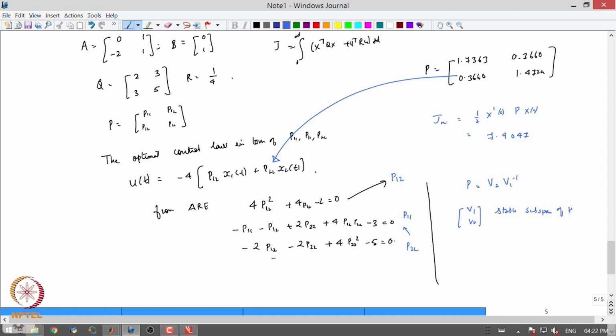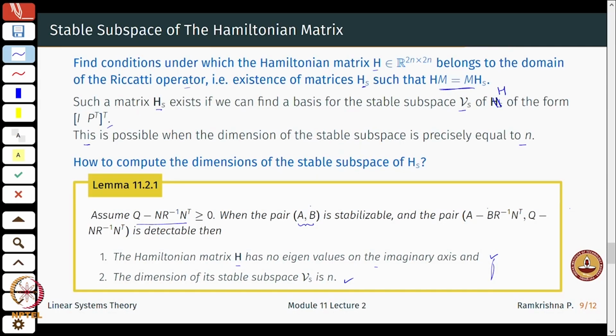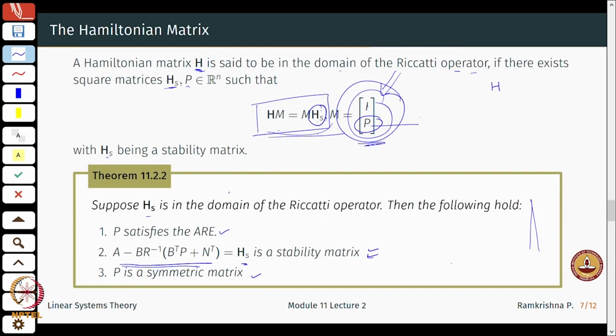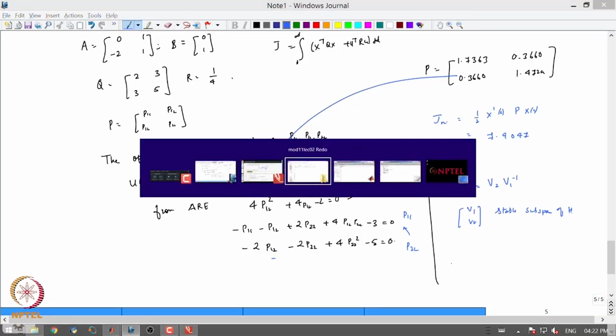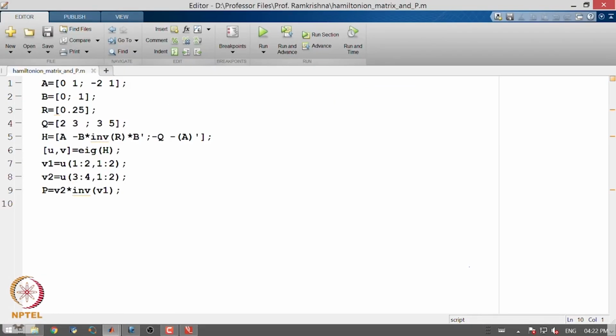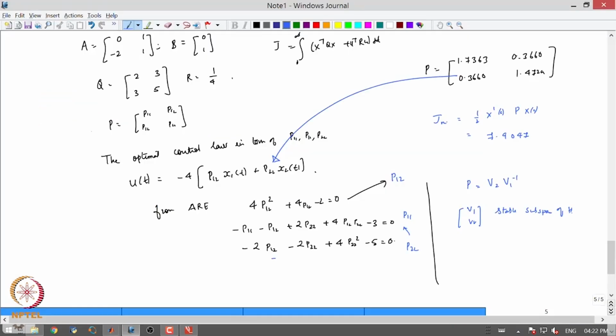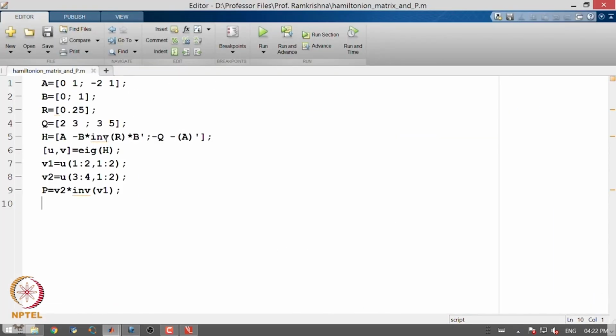of H. What do I know about H? That when a solution exists, the dimension of its stable subspace is n, or that there are no eigenvalues on the imaginary axis, right. So, how does H look like? Let us do this quickly. I will just quickly show the MATLAB code. I have A from the problem statement as 0, 1, 2, 1, B of this form, R is simply 1 over 4, Q and so on. So for H, I just write all the equivalent expressions for H and so on.